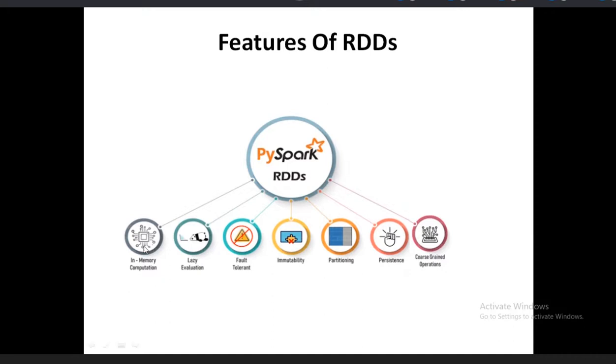The first one is in-memory computation. Here all the transformations, the jobs, the processes, everything will be executed and saved in memory. The second point is lazy evaluation.